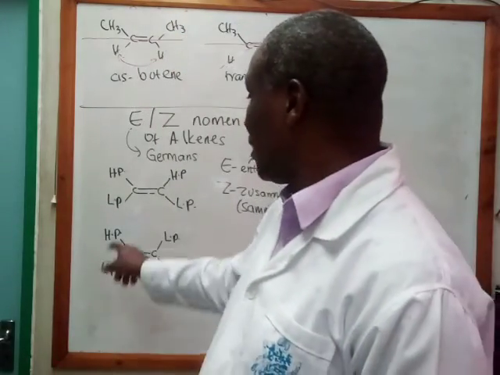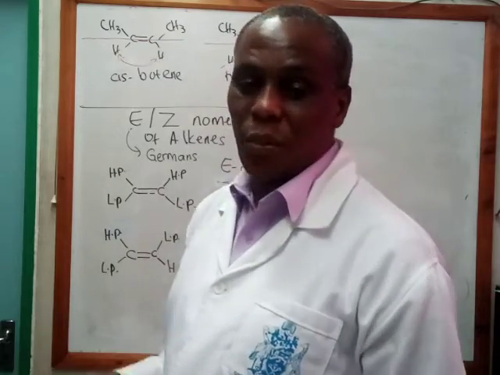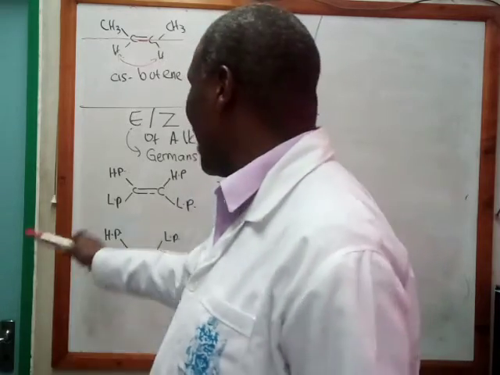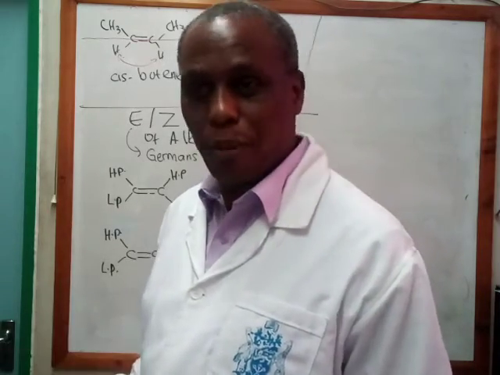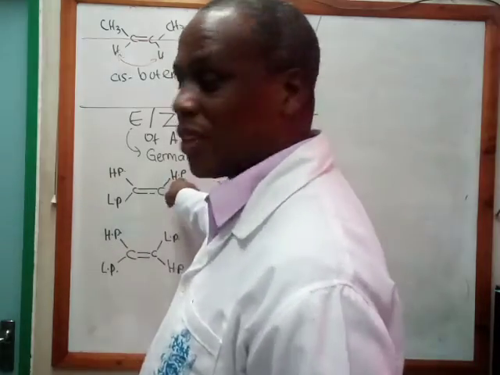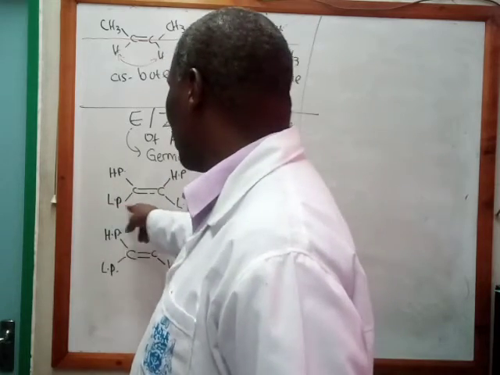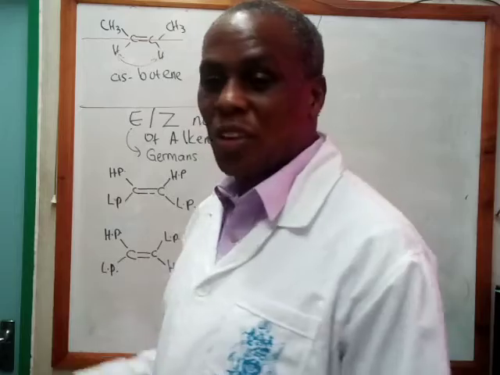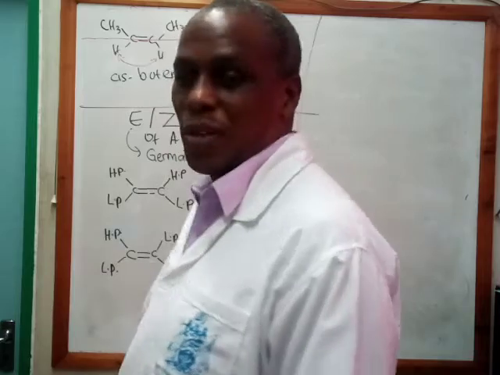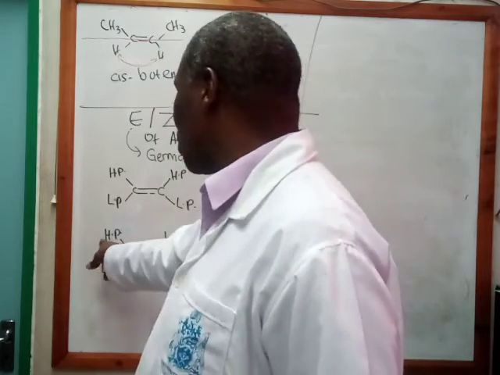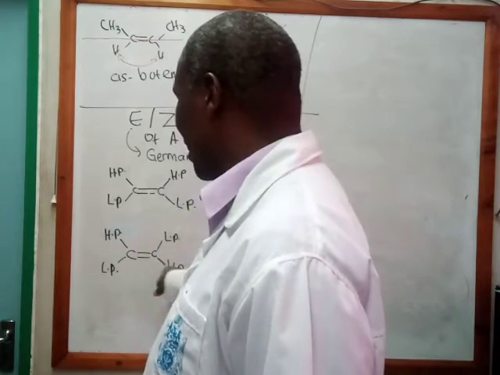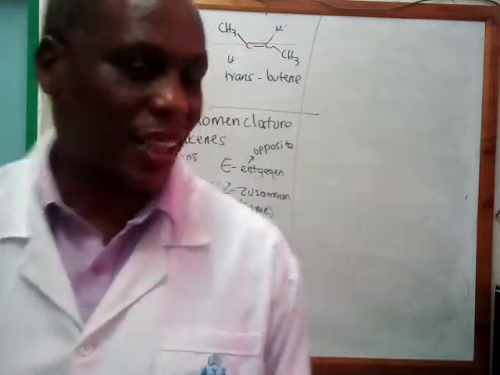Let me come this side. Now, HP is just going to mean high priority. High priority. LP is going to mean low priority. So that in this case, I'll say you have two high priority groups on the same side, and then two low priority groups on the same side. So if you're going to have such a situation, are you going to call it E or the Z? We'll come to that one. In this case, you've got two high priority groups on opposite sides. High priority, low priority, low priority. Are you going to get?